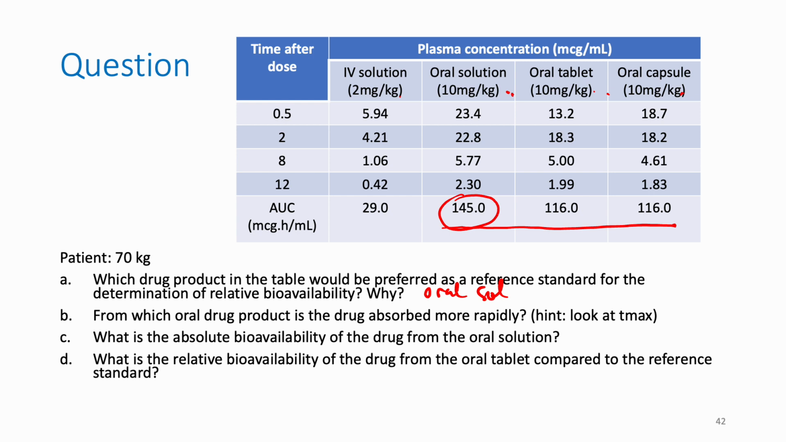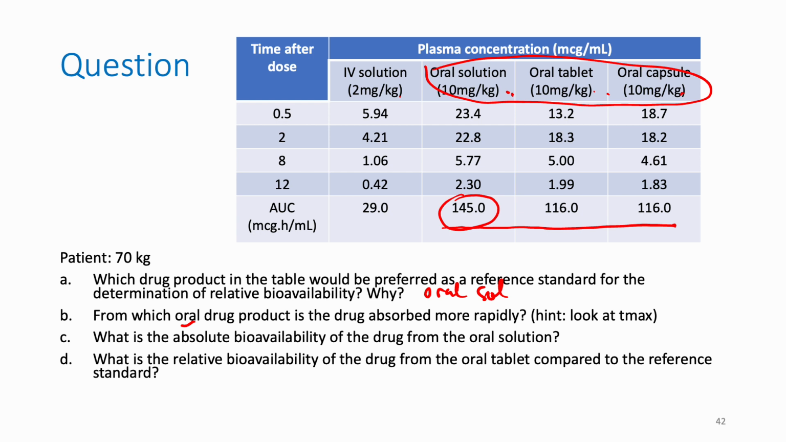B. From which oral drug product is the drug absorbed more rapidly? I give a hint here: look at the Tmax. Whether the drug absorbs rapidly or not, you look at the rate, meaning the time to reach the maximum is very short. Remember, when we're talking about oral drugs, we have three formulations here. Look at here: which one has the Tmax and which one is the Cmax, based on the data?